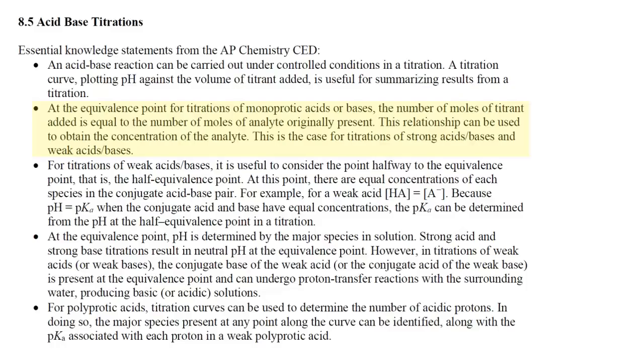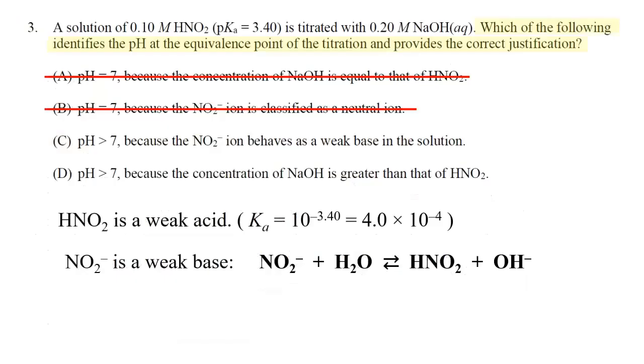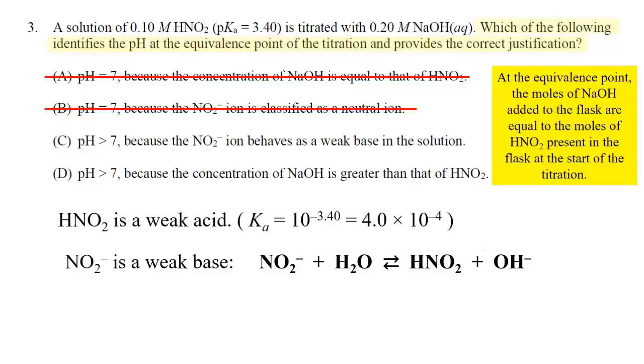So because the number of moles of the titrant and the number of moles of the analyte are equal, in other words, because at the equivalence point, the moles of sodium hydroxide added to the flask are equal to the number of moles of the nitrous acid that were present in the flask at the start of the titration, that makes choice D incorrect.